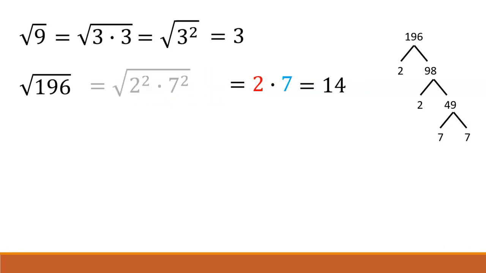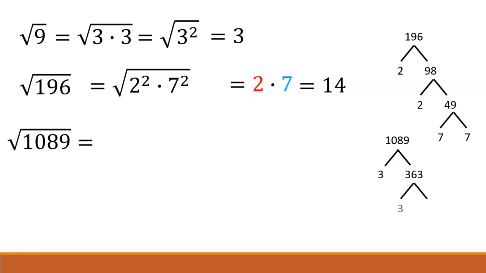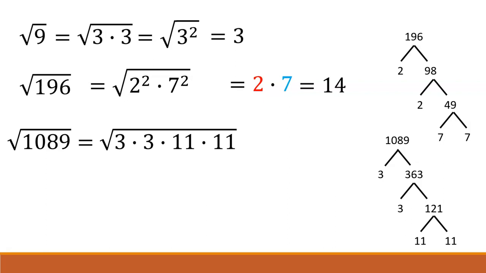We can also choose to write those products using exponents, and while that may not be too helpful here, it becomes really helpful when we're looking at radicands that have variables in them. How about the square root of 1089? Well, our factor tree tells us that 1089 is 3 times 3 times 11 times 11.